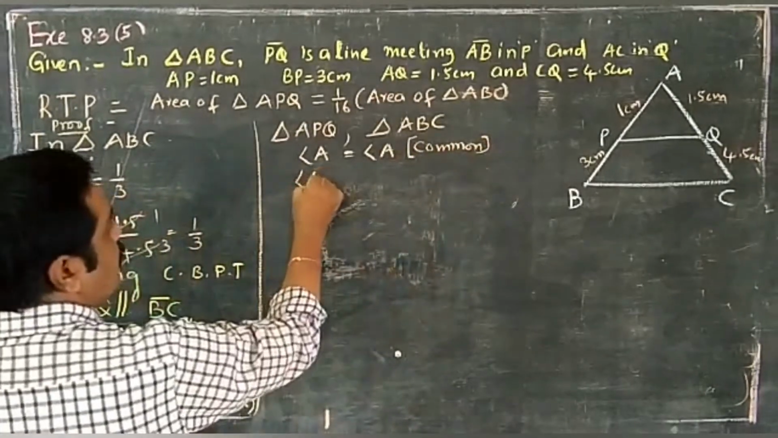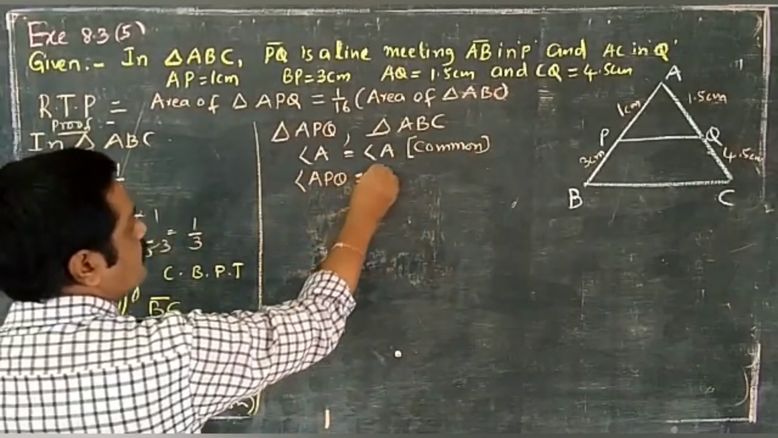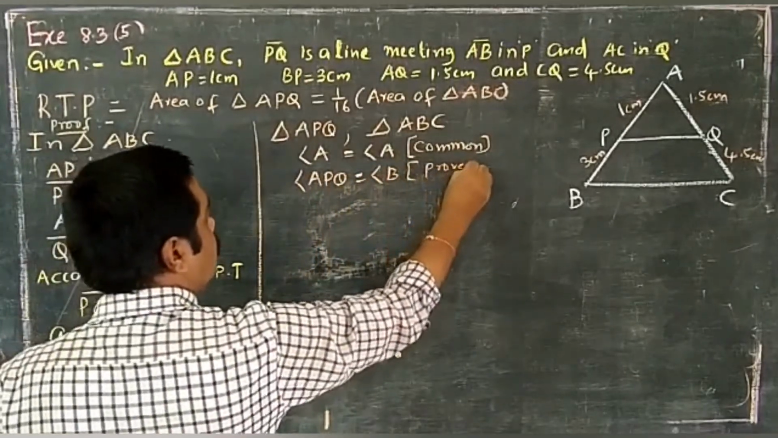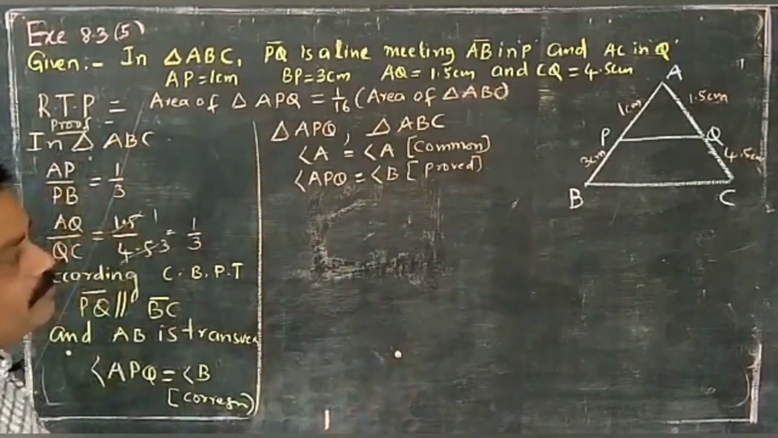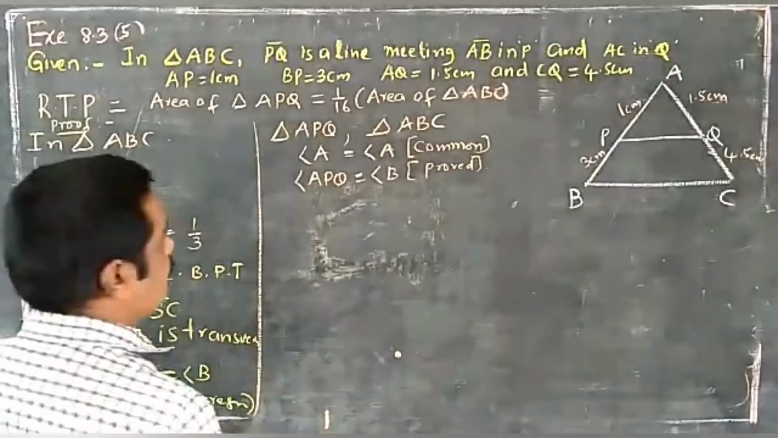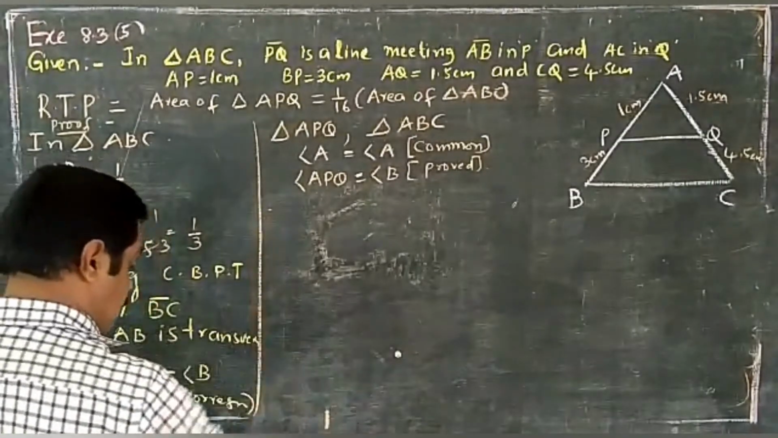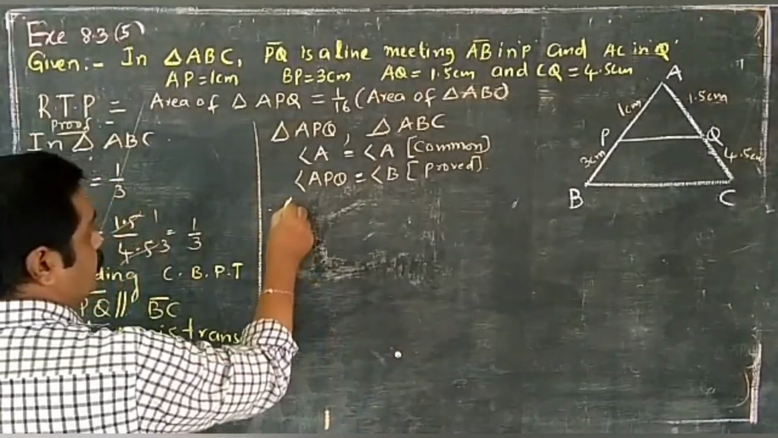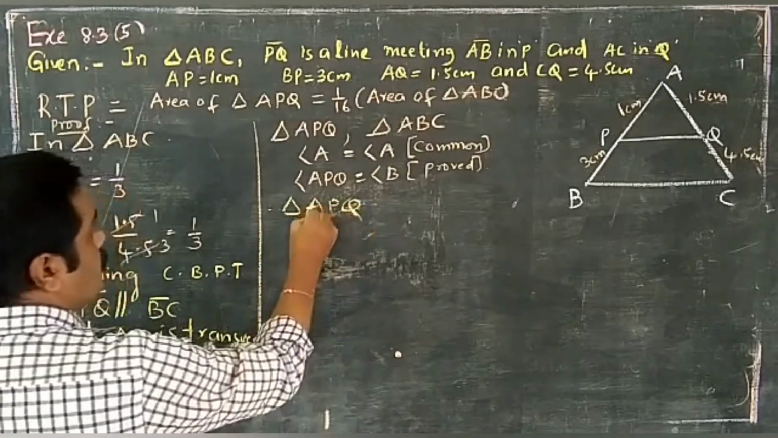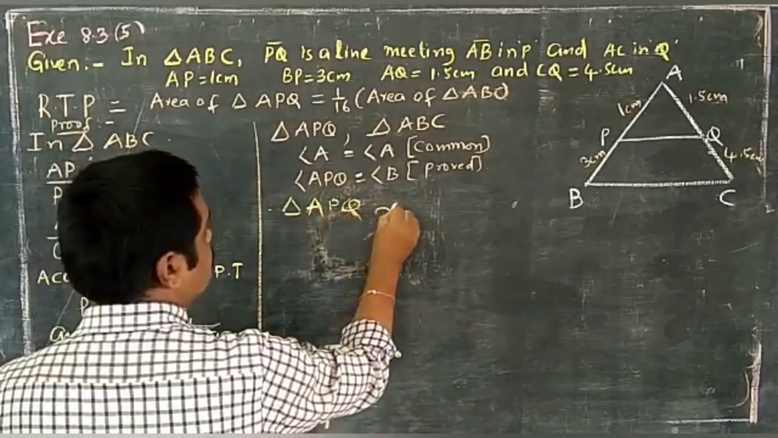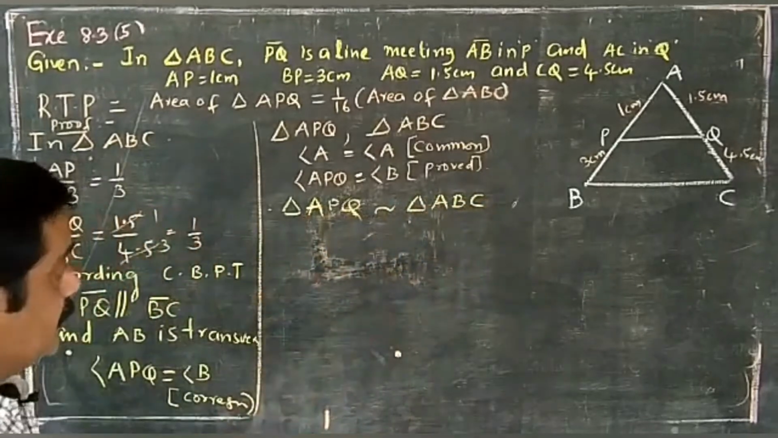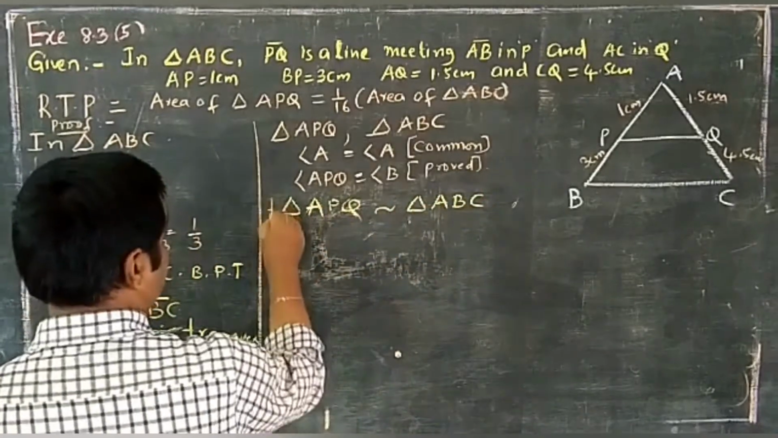And angle APQ in this triangle is equal to angle B in the other triangle. How do we know? We just proved it: PQ and BC are parallel and AB is a transversal, so these are corresponding angles. Therefore, triangle APQ is similar to triangle ABC. We got that information.